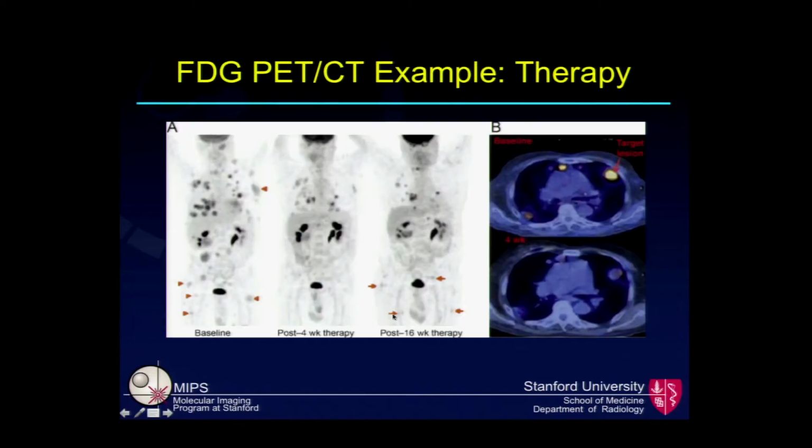And further to drive home the point, you can see on these images the baseline scan and the 4-week follow-up scan. On the CT portion, under this fusion, it actually doesn't look any different at all, both in this pulmonary nodule and in this lymph node here in the front of the mediastinum. However, you can see that the FDG uptake has decreased dramatically.